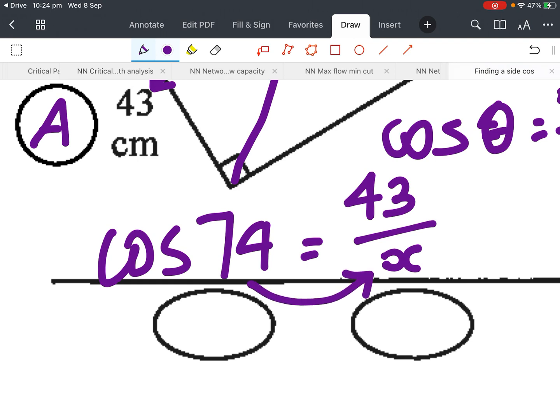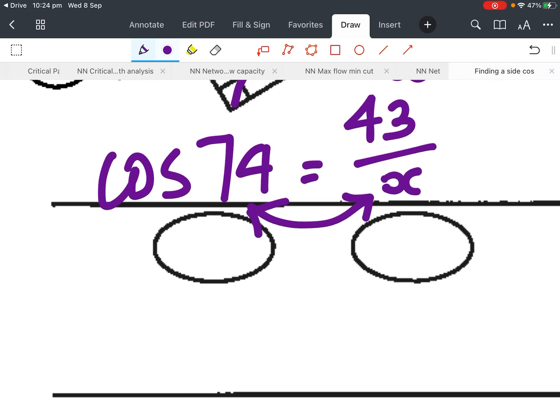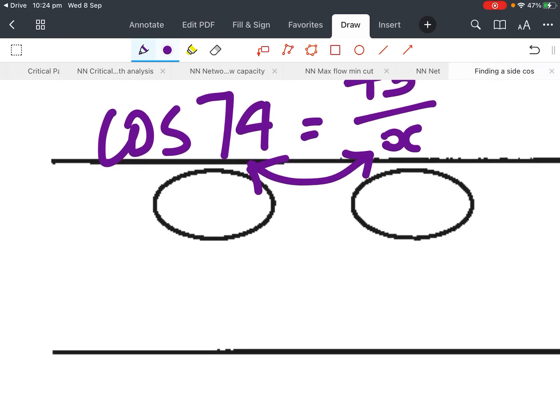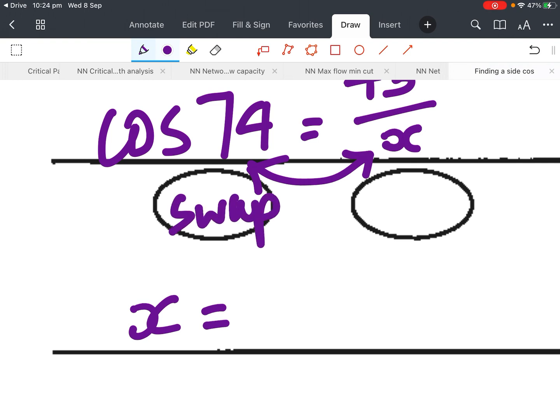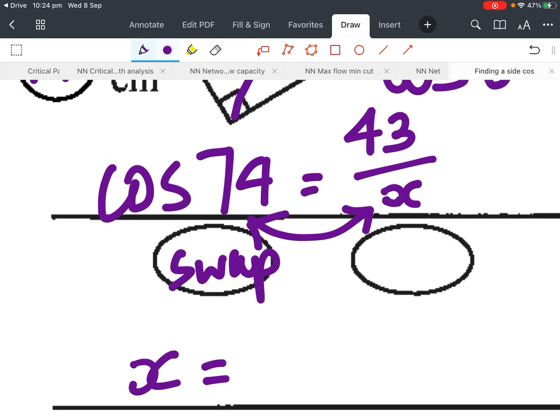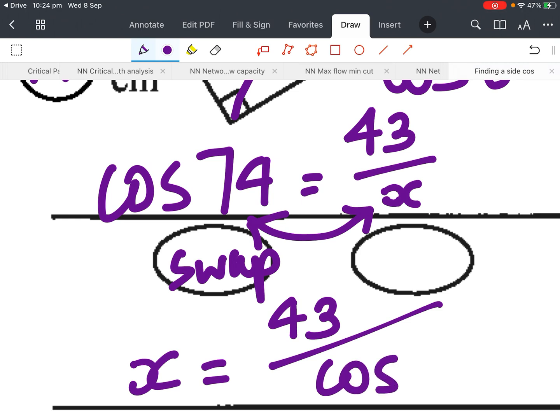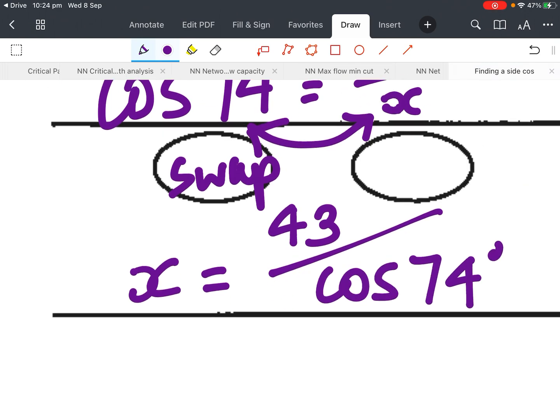So I'm telling you the easiest way to remember it is just to swap the X and the cos 74. So let's do that. So I'm going to write X equals, I'm going to write swap in there. Okay, so the X goes over on this side. The 43 always stays on the top, okay? And the cos 74 goes on the bottom.